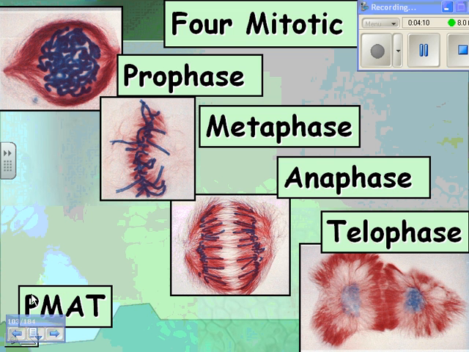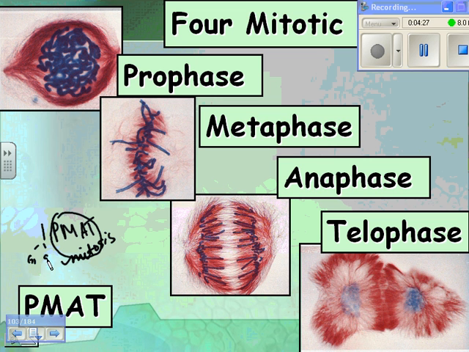Anyway, the order is PMAT, prophase, metaphase, anaphase, telophase. So I've memorized PMAT, and so should you. You can also memorize IPMAT, I for interphase, but only this part is mitosis. The I part is interphase, which has the gap 1, the synthesis, and the gap 2, and that's not part of mitosis.